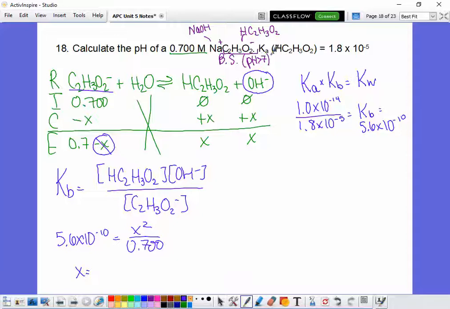Okay. All right. Have you solved for x while I talked? What did you get as your x? 1.98 times 10 to the negative 5. And what concentration does that equal that will help me get to pH? The hydroxide concentration. So if I do negative log of that, that'll give me pOH, and then I can do 14 minus that to get to pH. So what is my pH?